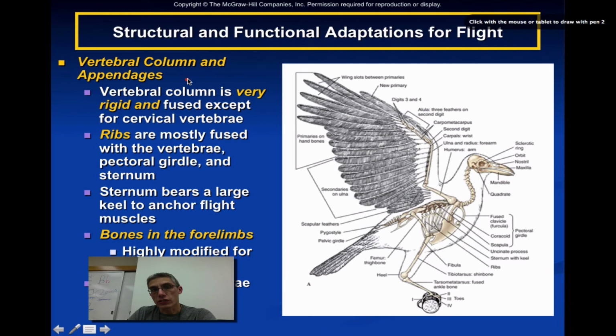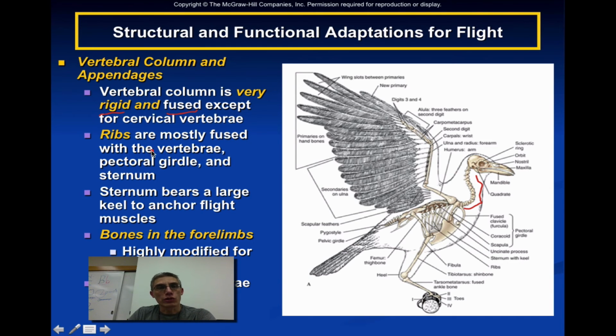Now, still looking at the skeletal structure of these animals, you're going to notice that the vertebral column tends to be very rigid, and it's going to be somewhat fused except for the cervical vertebrae. So that would be the vertebrae that you would find right in this area, and that's going to allow the animal to be able to move its neck from side to side. And that's going to be pretty important, because when you look at the eyes of these birds, they tend to be fixed. In other words, birds can't really move their eyes back and forth, and they actually have to move their heads to be able to see around themselves.